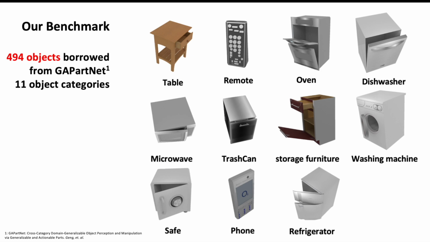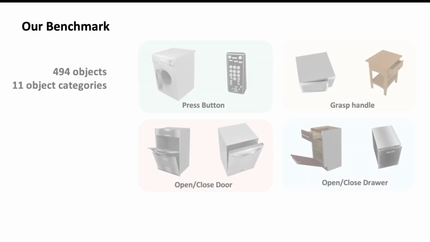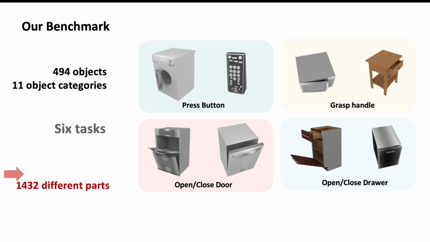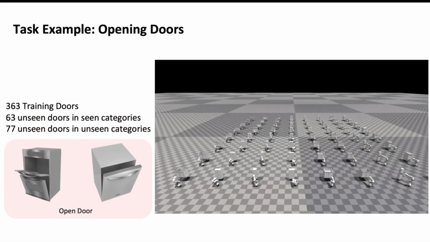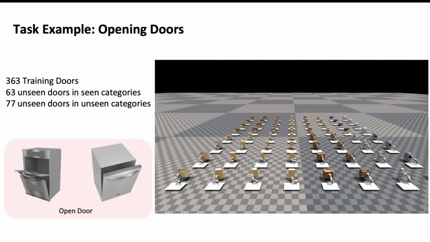We select objects that contain articulated doors or drawers with handles and objects that have buttons. Based on our benchmark, we propose 6 different tasks: press button, grasp handle, open door, open the drawer, and close drawer. For example, in the opening door task, we have 363 training doors for training, 63 unseen doors in seen categories, and 77 unseen doors in unseen categories for testing. During training, we can parallelly train on multiple different objects in our simulators.